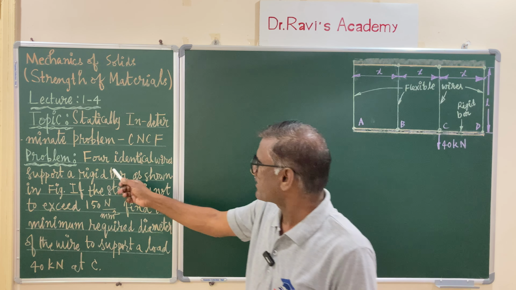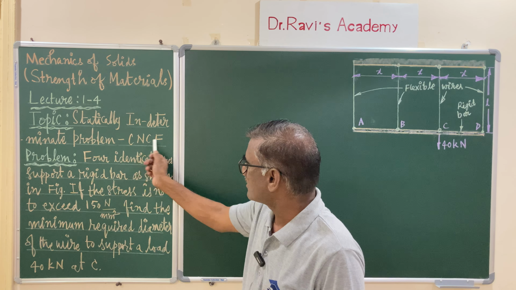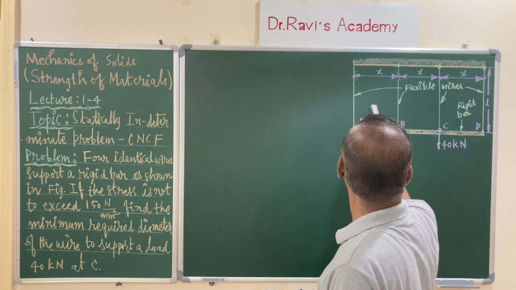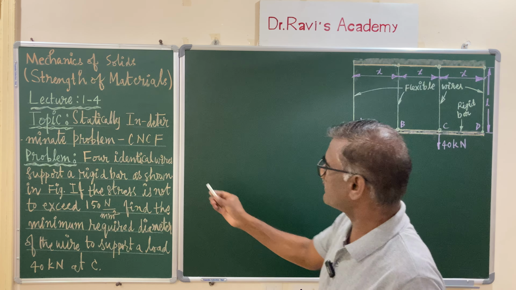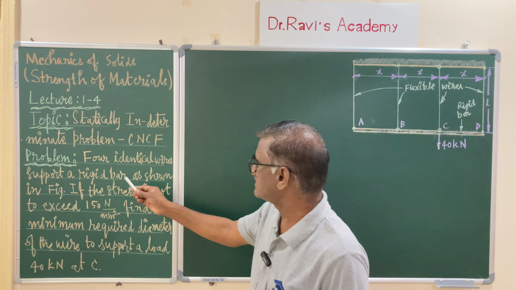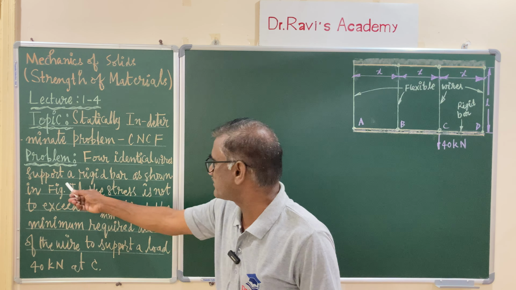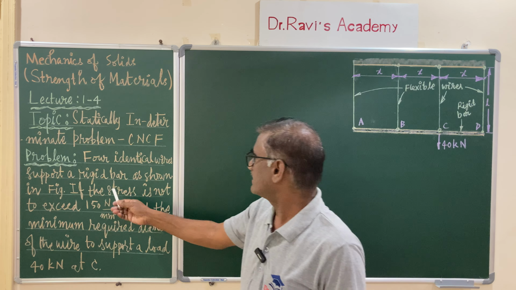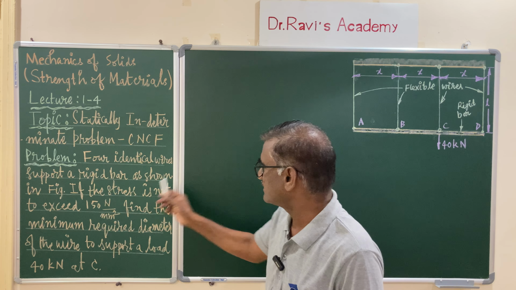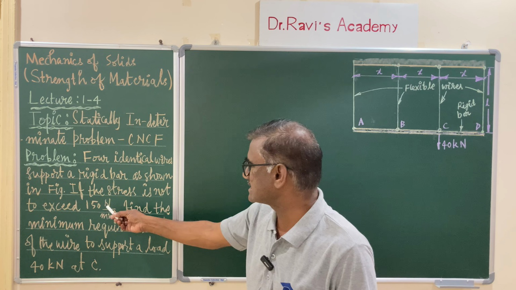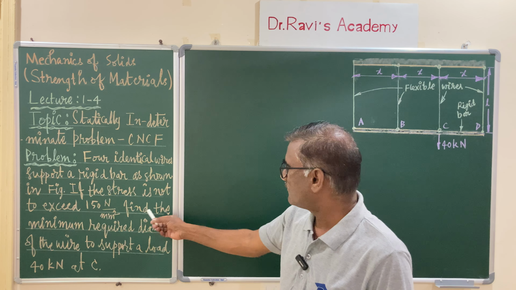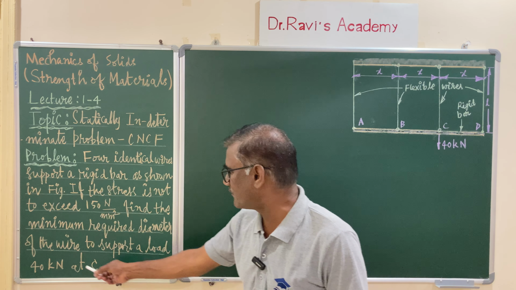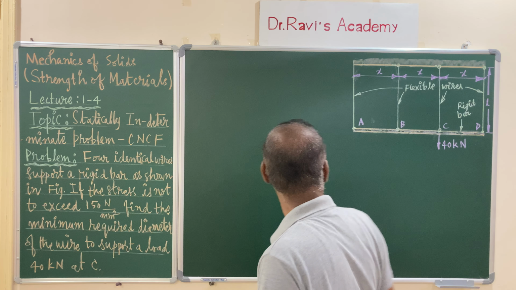This is a problem on non-concurrent forces, and you have four identical wires. One, two, three, four. You have four flexible wires, as mentioned, and they are supposed to support a rigid bar, and of course it is shown in the figure. If the stress is not to exceed 150 Newton per mm square, find the minimum required diameter of the wire to support a load of 40 kilonewton at point C.